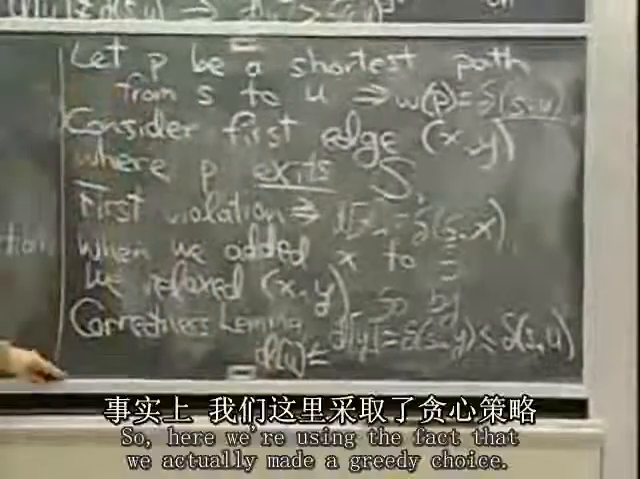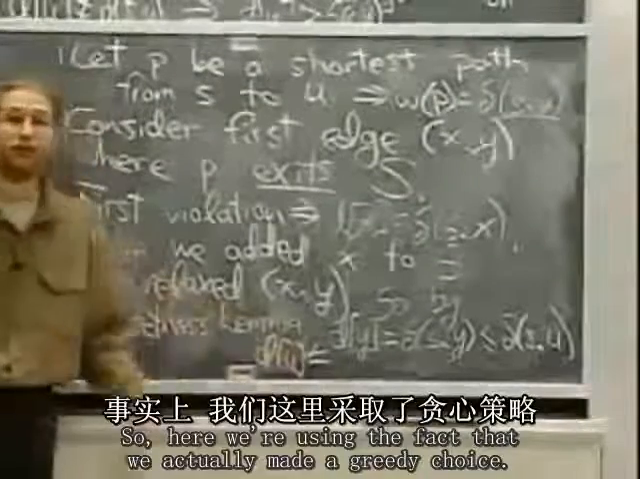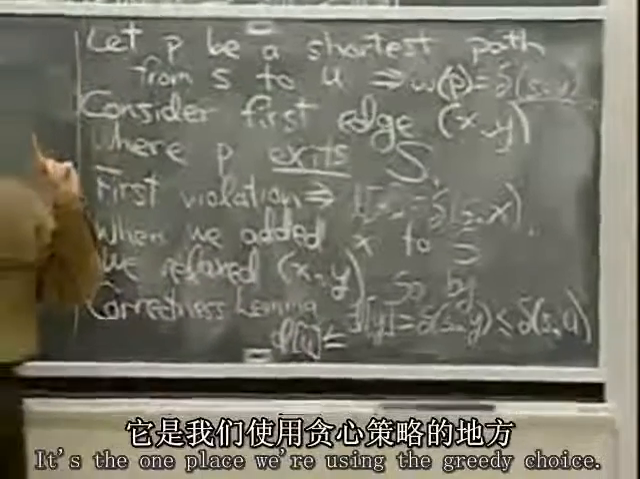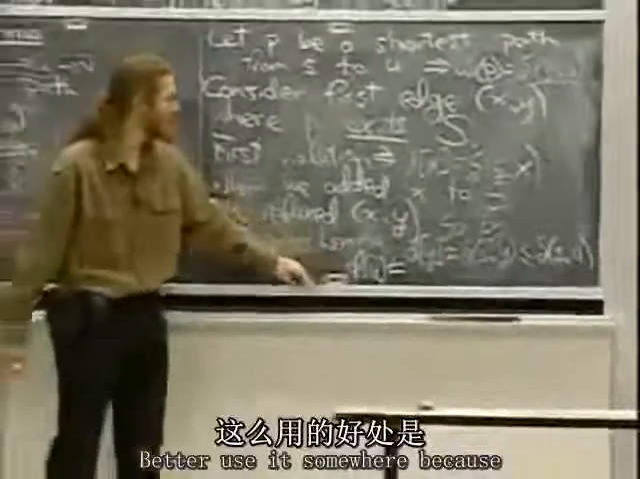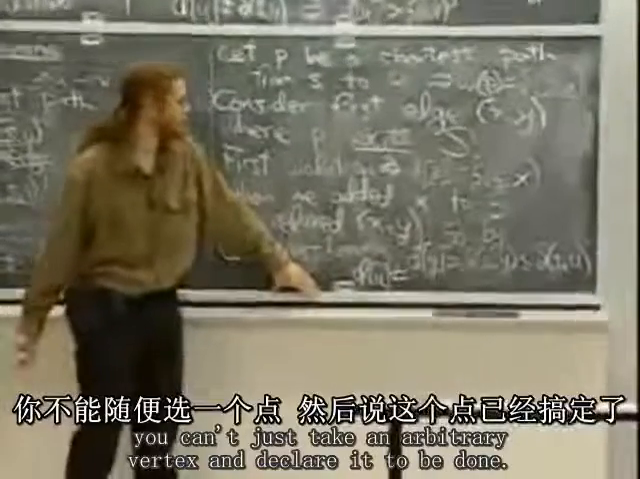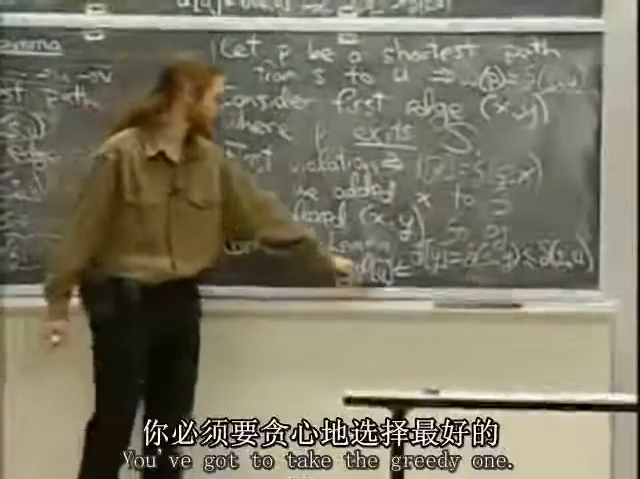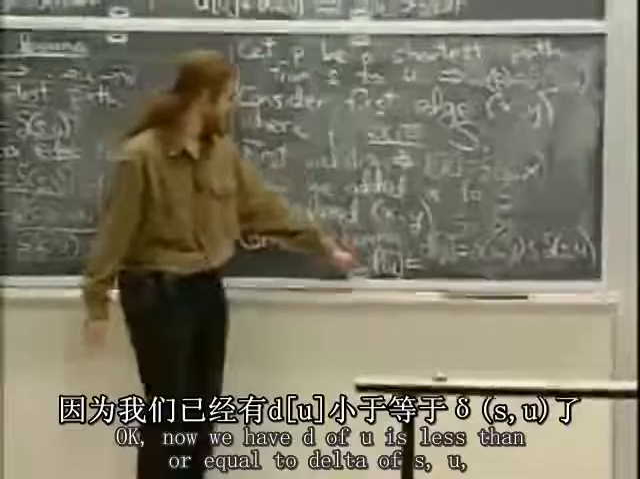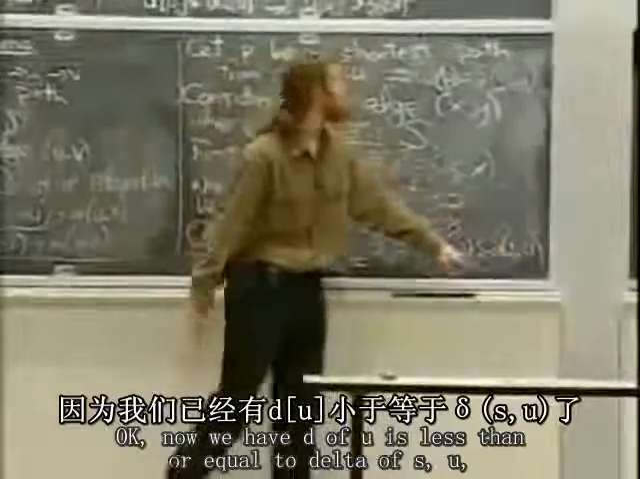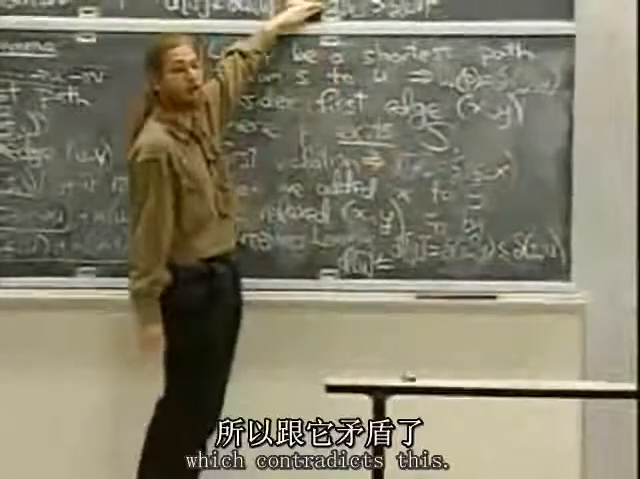Just now, so here we're using the fact that we actually made a greedy choice. It's the one place we're using the greedy choice. Better use it somewhere, because you can't just take an arbitrary vertex and declare it to be done. Got to take the greedy one. Okay, now we have d of u is less than or equal to delta of s,u, which contradicts this.